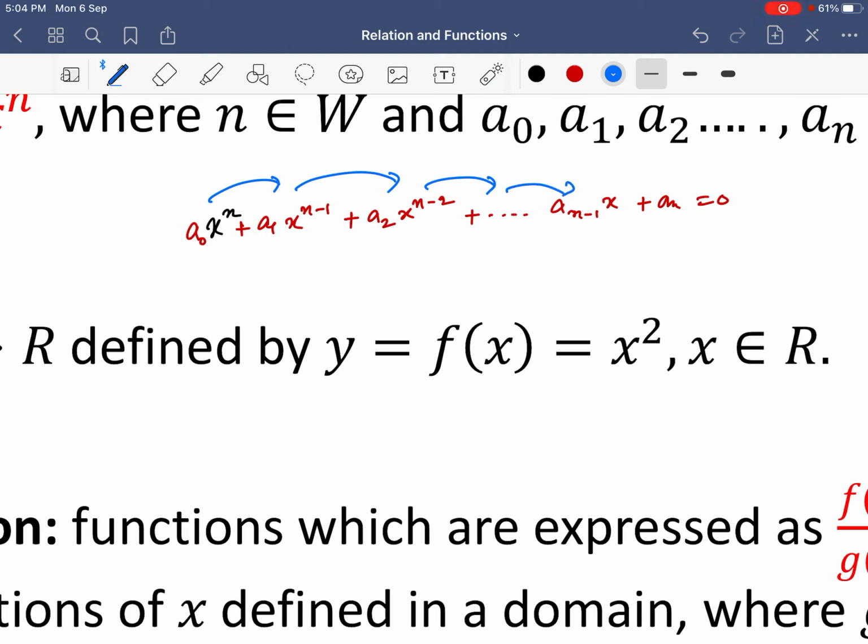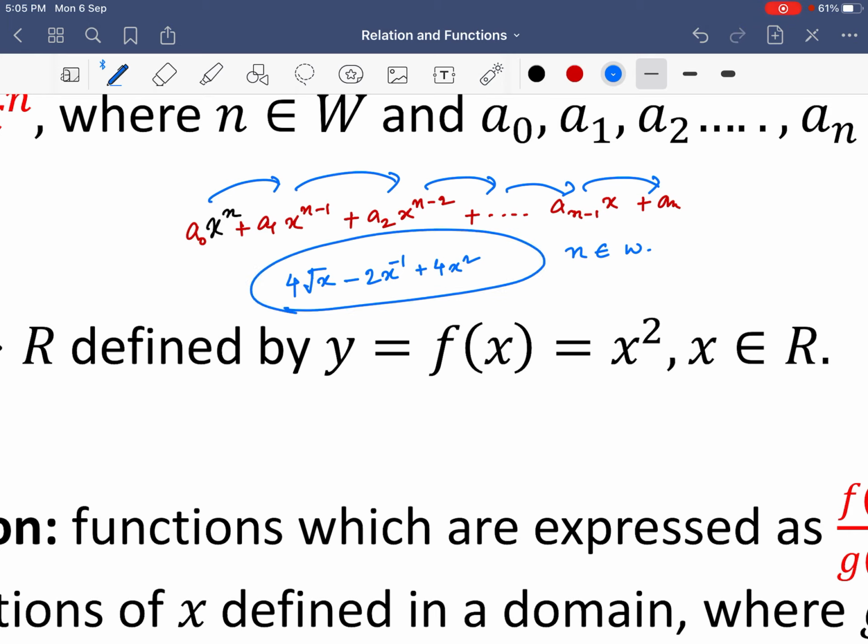Whenever you come across expressions like this, where the power of x keeps on decreasing, these types of functions are known as polynomial functions. Now one thing to keep in mind is that n is an element of the whole numbers. What does it mean? It means that if you have a function like square root of x minus 2x to the power minus 1 plus 4x square, and somebody asks you, is this a polynomial? No, it's not a polynomial.